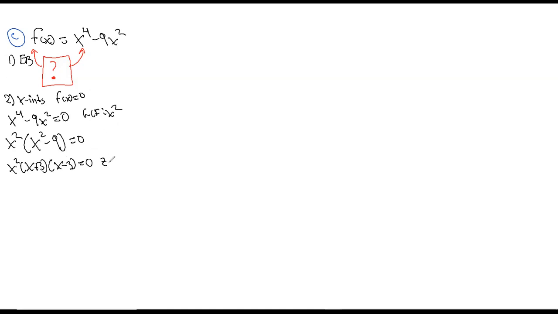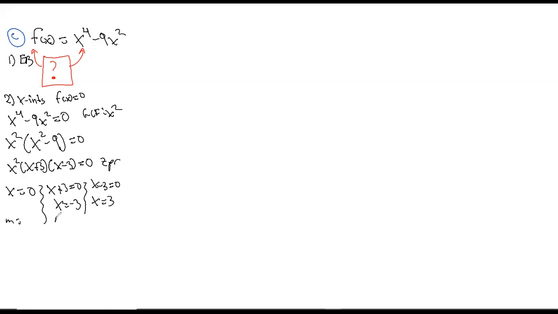And then we can use our zero product rule. Set each factor equal to 0. Now x squared, that's an exponent on a factor, so we really just need to focus on the x. The 2 is its multiplicity. So we get x equals 0, x plus 3 equals 0, and x minus 3 equals 0. The first one solved, x equals 0. The second one, subtract 3 on both sides, you get negative 3. The third one, add 3 to both sides, you'll get positive 3.